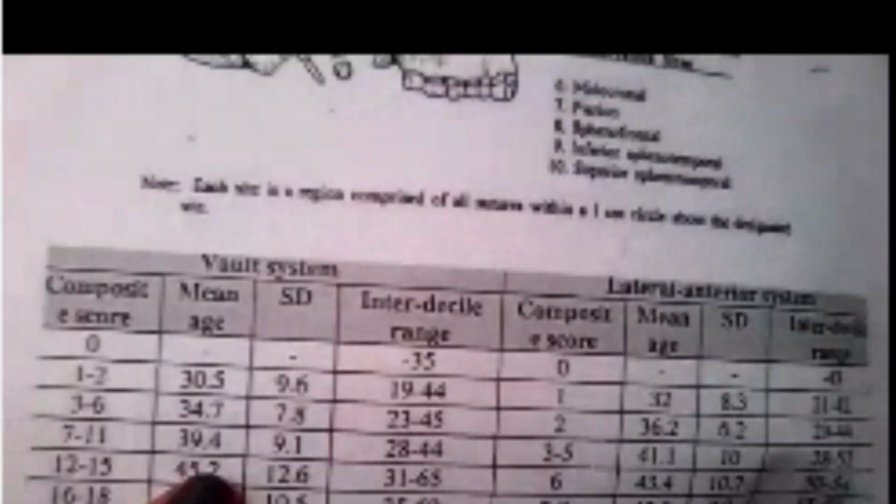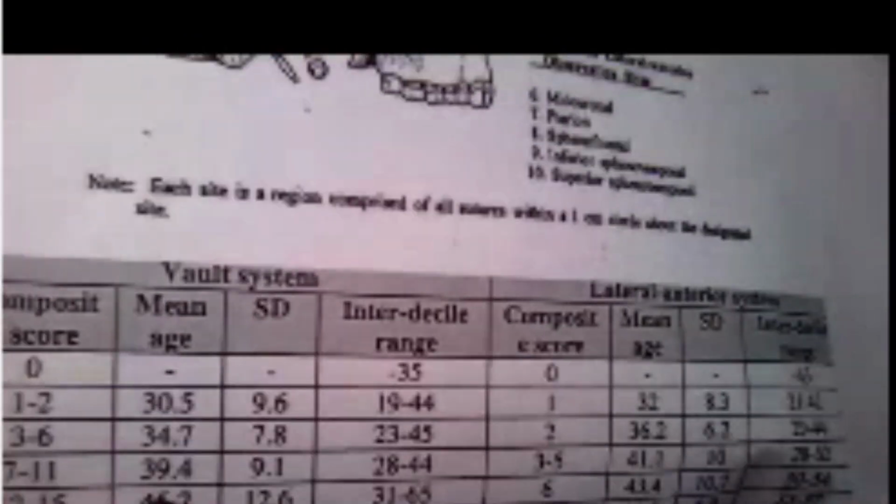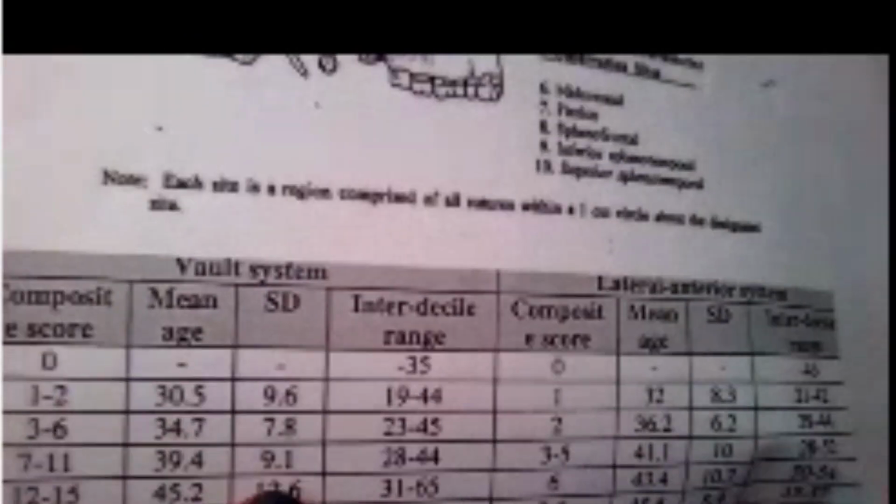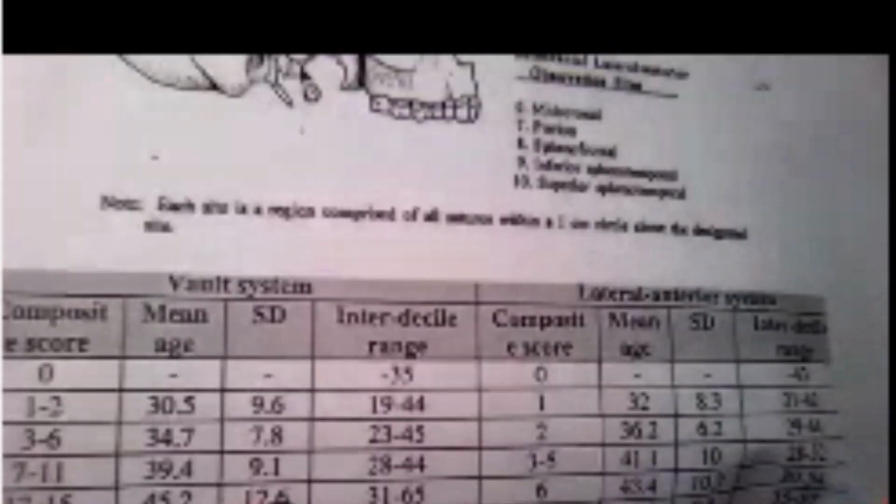To find our range, we're going to take that 45.2 and subtract 12.6 from it. This is going to give us the lowest part of our range. Once we are done, we're going to take that 45.2 again, and we're going to add the 12.6 to it. That's going to give us the highest part of our range, and that will give you the age range that you're looking for. Now, don't forget that we also need to do the lateral anterior scores.